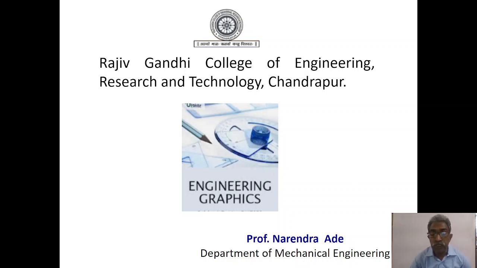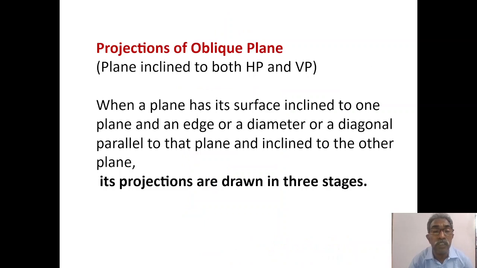In the previous video, we looked into projections of the plane which is inclined to one plane and perpendicular to the other plane. In this video, we will see how to draw the projections of a plane which is inclined to both the horizontal plane and the vertical plane. The plane which is inclined to both the horizontal plane and the vertical plane is called the oblique plane. Projections of the oblique plane.